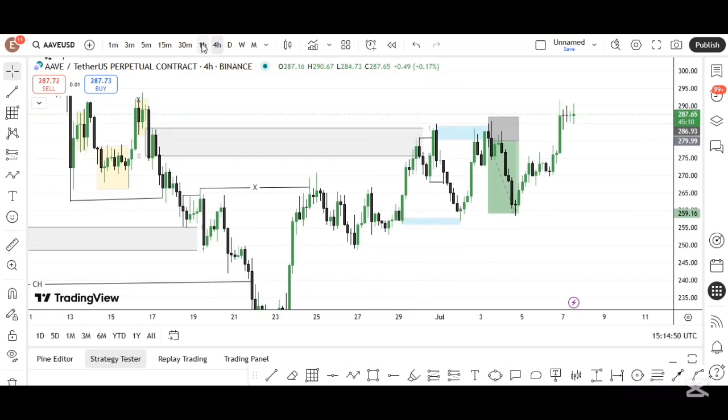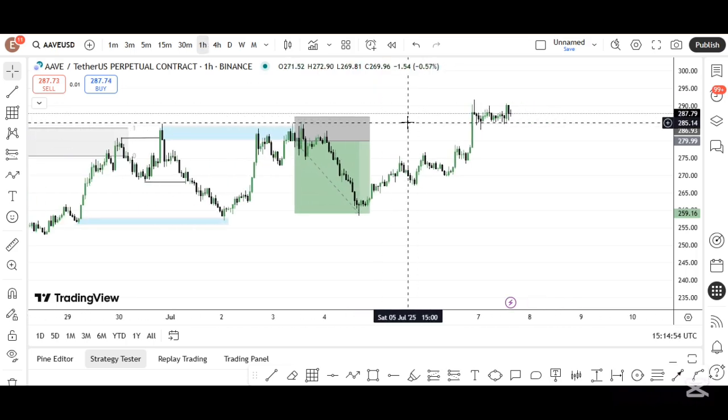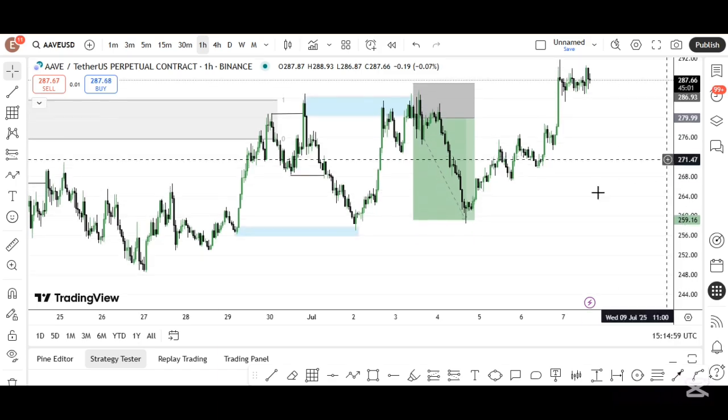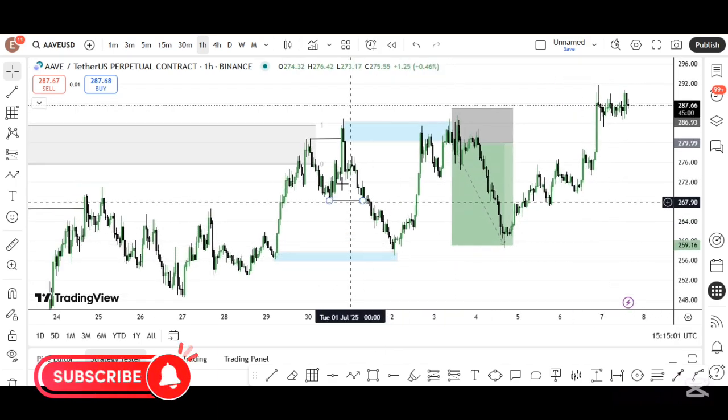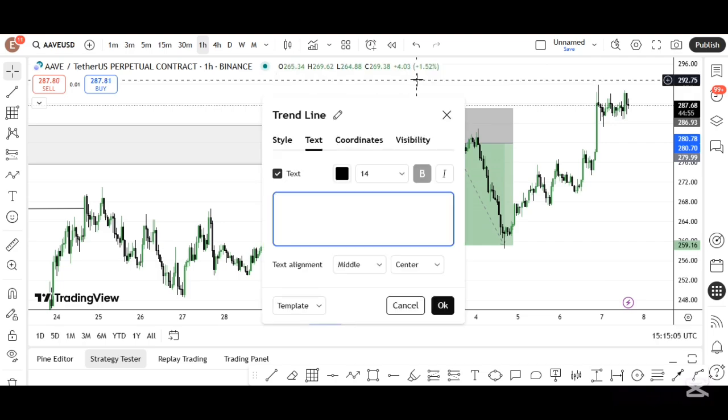Once it taps on it, we went to the 1-hour time frame, because we are looking out for extra confirmations. Once the market tapped on it, you can see the breakup structure right here. Market tapped on it, giving us a breakup structure to the upside.